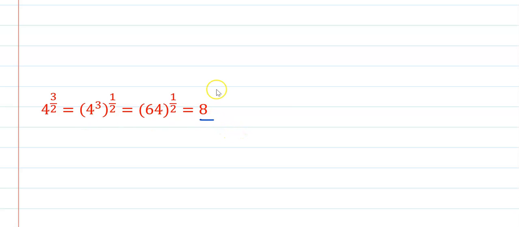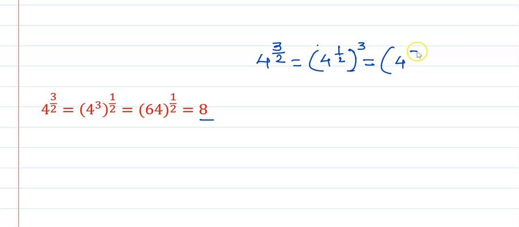Now in this way, I can write 4 raised to 3 by 2 as 4 raised to 1 upon 2, whole bracket raised to 3, and next as 4 raised to 3, bracket raised to 1 upon 2, and overall that equals 8. Okay.